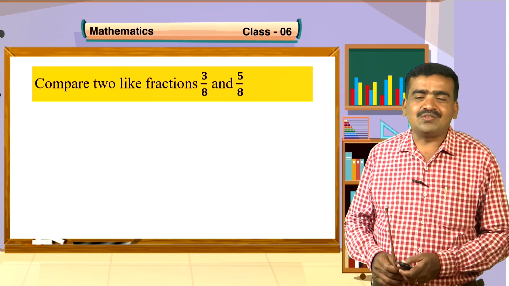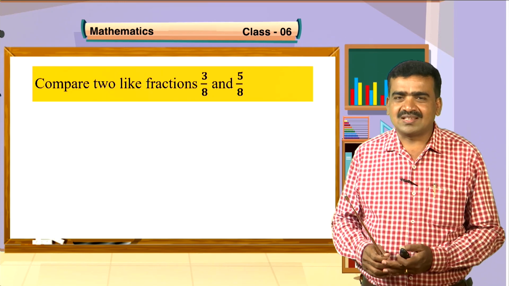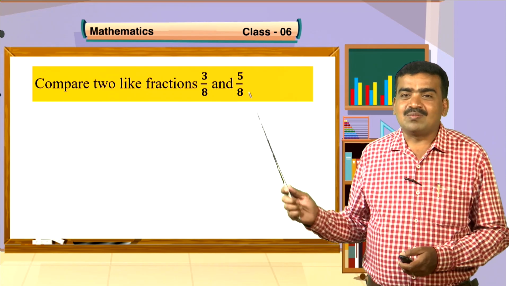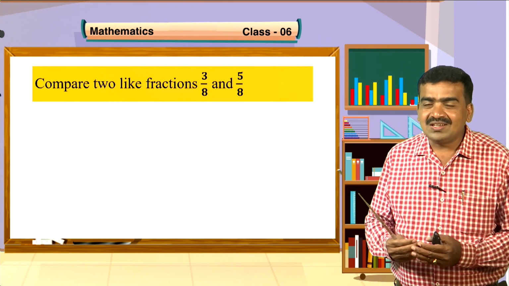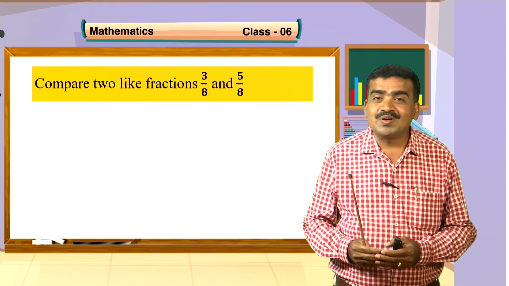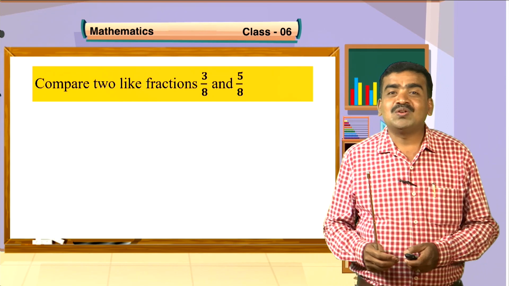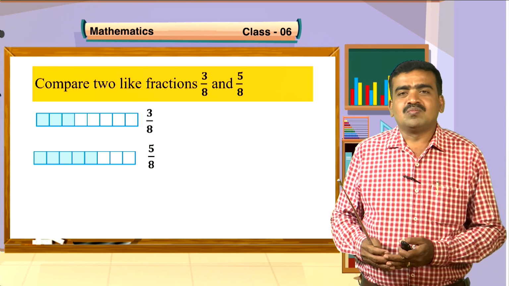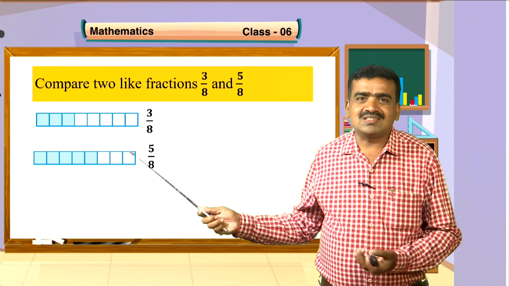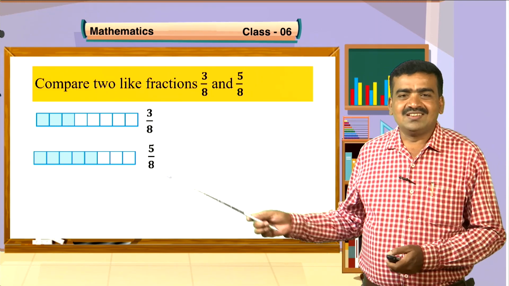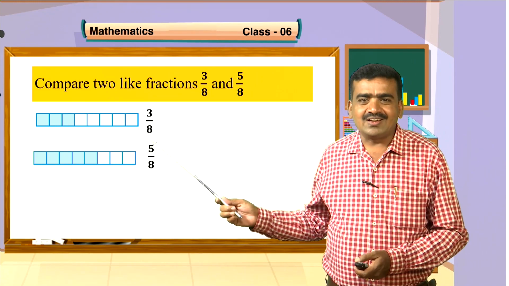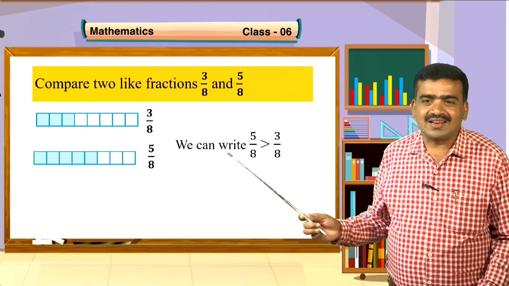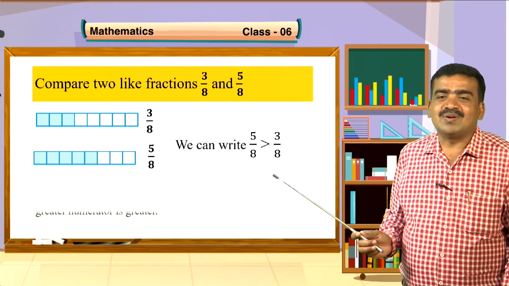Compare 3 by 8 and 5 by 8 using the concept we have learnt now. These are examples of like fractions. Among like fractions, you have to see which has the greater numerator and which has the smaller numerator to compare the fractions. You can take the help of a diagram also, but this diagrammatic representation is not necessary for all cases. Here in this case, 3 by 8 and 5 by 8, 5 by 8 is greater than 3 by 8. So, we can write 5 by 8 is greater than 3 by 8.